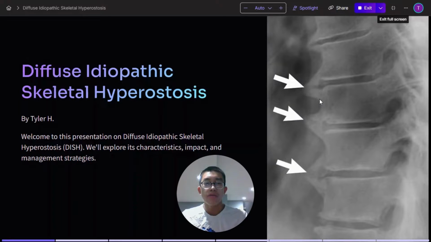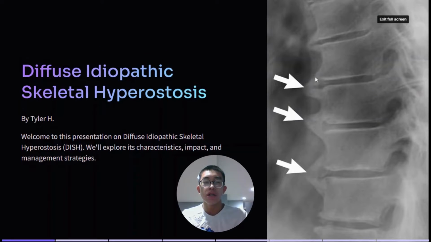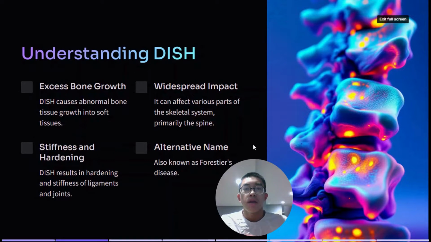Now, if you look at the picture on the right, you can see how the bone is merging and growing into the soft tissue left of the bone. So, what's an overview of the dish disease? Well, it's excessive bone growth, which is its primary thing that it does. This causes abnormal bone growth into soft tissues. It can affect various parts of the skeletal system, primarily the spine. It causes stiffening and hardness of ligaments and joints, and another name for this disease is Forestier's disease.